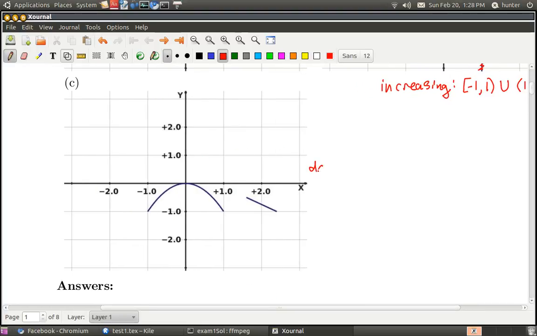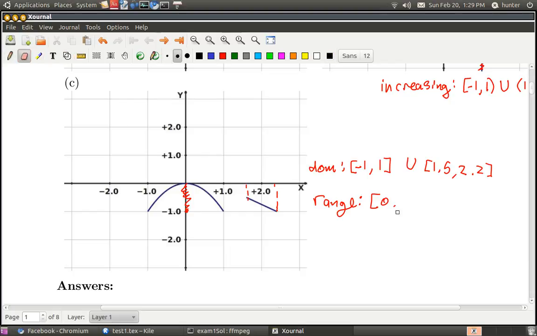So for C, the domain, you can see that it's going to be from negative 1 to 1, and then together with something like 1.5 to, what is that, like 2.2 or something, so let's call it 2.2. Alright, and what about the range? So we're pushing it over onto the y-axis, and that's pretty easy. That's just the stuff from 0 to 1. Oh, sorry, 0 to negative 1, and so I should put the smaller number on the left, right? Okay, so it's from negative 1 to 0.